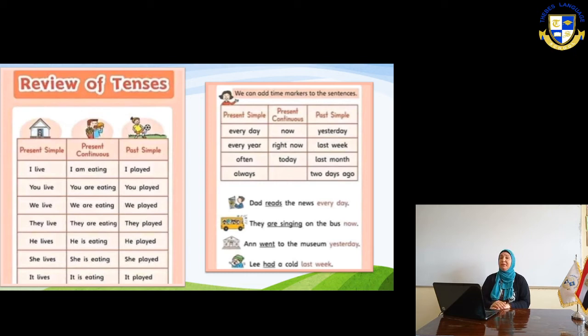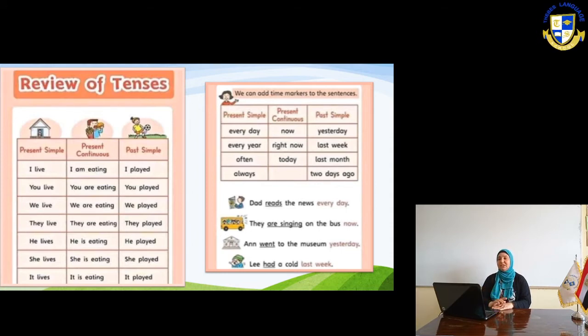For the past simple, of course, you remember the keywords of the past simple, and we are going to revise them. I played, you played, we played, they played, he played, she played, it played. So you add only ed. You remember the regular and irregular verbs. You only add ed or d or ied to the regular verbs, and the irregular verbs change completely.